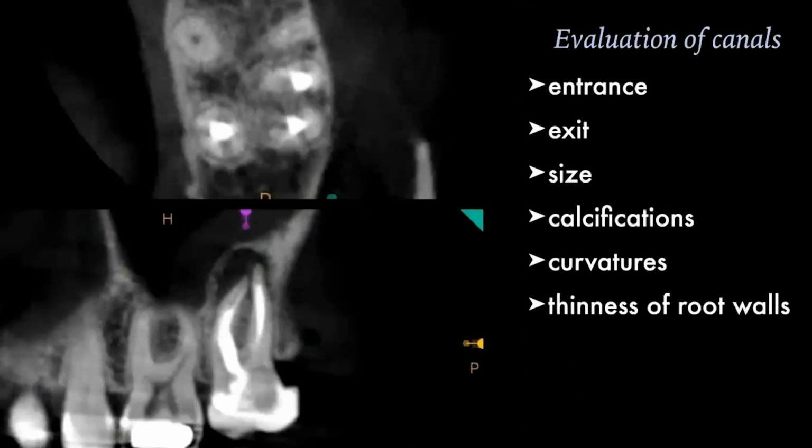For the canals themselves, we get a much better understanding of the anatomy itself, where it curves, where it exits, how large or small the canals are, how calcified they are, as well as how thin the root walls are.